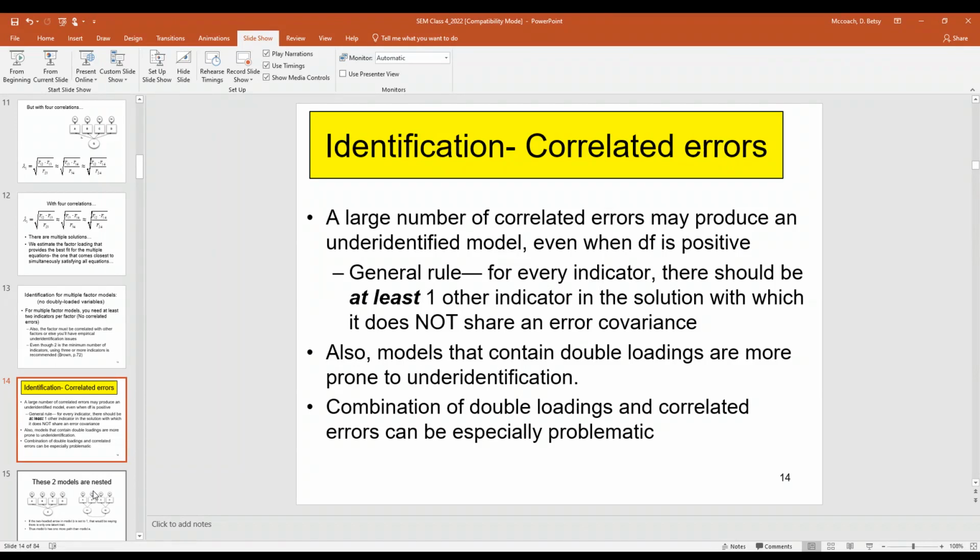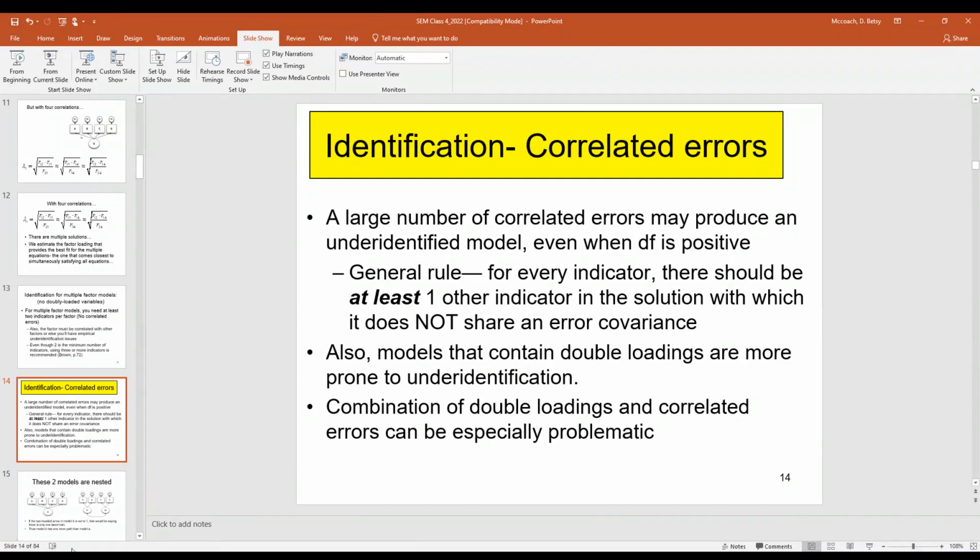And when you put correlated errors and double loadings together, that can be especially problematic. Am I talking like 1 correlated error and 1 double loading? No, generally that'll be fine. But if you have a big model and you've got tons of correlated errors and tons of double loadings, you can find yourself, again, in a place where the model just won't converge, it won't run. It can be really problematic. So you want to be really thoughtful.